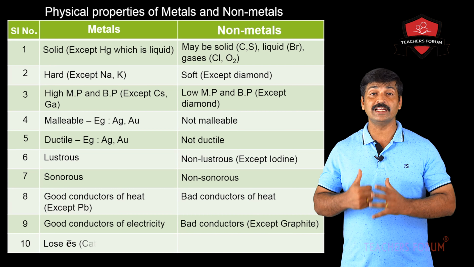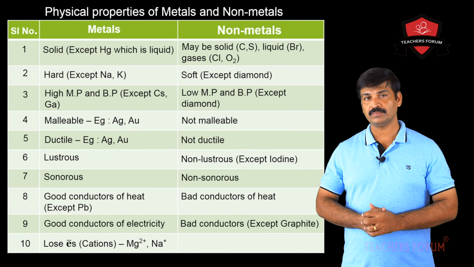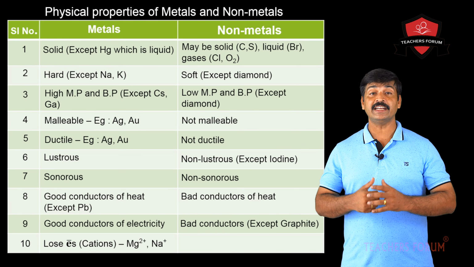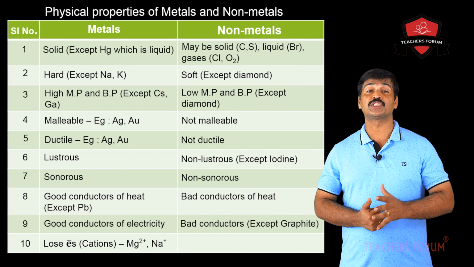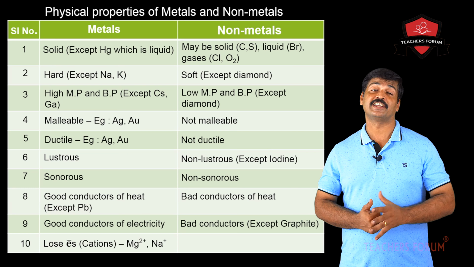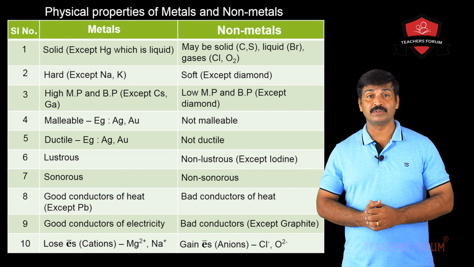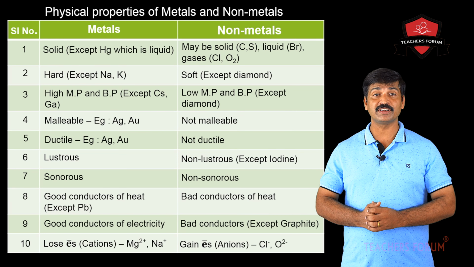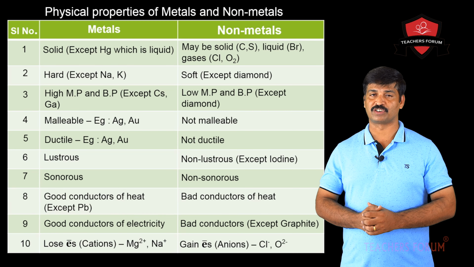Metals lose electrons and they form positive ions. For example, sodium, magnesium, etc. When they take part in a chemical reaction, they lose the electron and become positive ions, or they become cations. Now, what about non-metals? Non-metals accept electrons and become negative ions, or we say that they become anions. For example, chlorine, oxygen, etc.